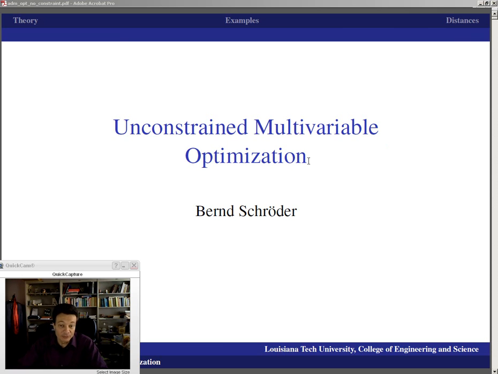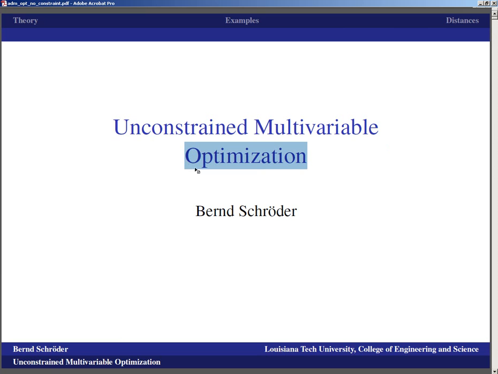So what do we have? We talk about optimization. We're going to talk about largest and smallest values. It's multivariable because we're talking about functions of several variables, and the optimization is what we will call unconstrained, because constrained multivariable optimization is what we do with Lagrange multipliers, and that will be the next presentation.